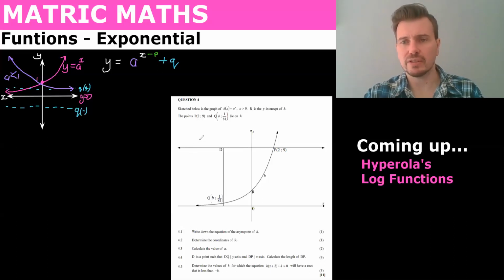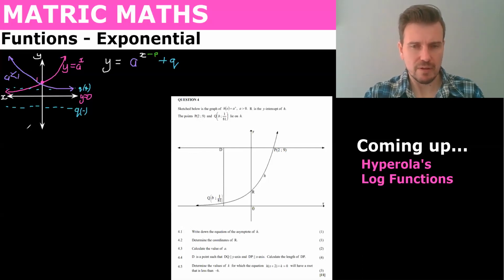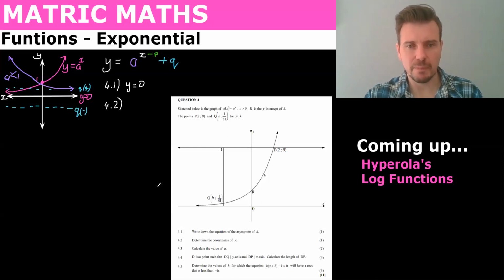All right, so let's just look at the first question. We've got, here's the exponential graph. And they want the asymptote of the exponential graph. Well, we know the asymptote is just q. In this case, q is 0. So our asymptote is just y equals 0. Okay, if this had been a to the x plus 2, our asymptote would have been y equals 2.